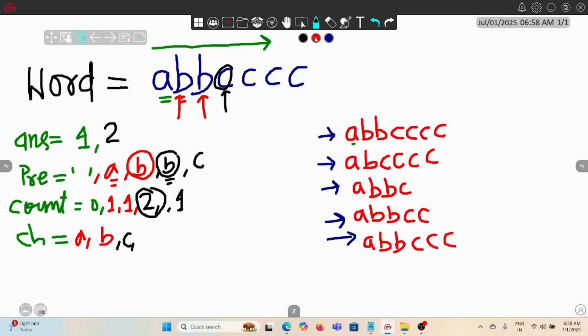Now where we are at here, is this equal to the previous character? Yes, it is equal to the previous character. So we will increase the count by 1, so it became 2. Now coming here, C. Is this C equal to the previous character? Yes, so we will make it 3. It is currently C like this only.